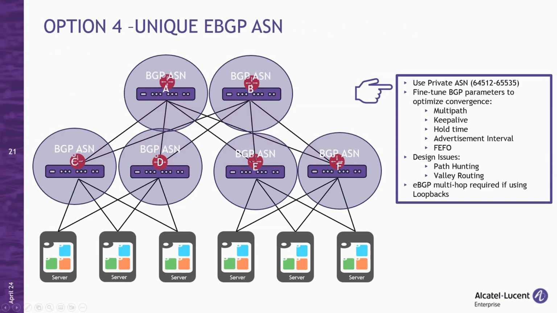The next option is to use a unique autonomous system number in each switch and use eBGP between the switches. This design does come with certain drawbacks, such as path hunting and valley routing, which I will discuss. So, BGP path hunting, I will show a scenario in the coming slide.